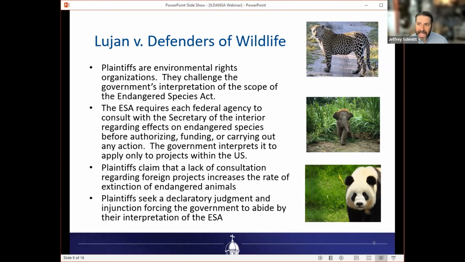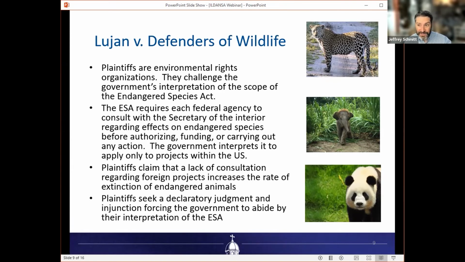In Lujan, we have a number of environmental groups suing the federal government because the federal government is not doing an environmental review when they're funding development projects overseas. So essentially, these environmental groups are worried that the US government is funding projects in other countries that could kill endangered animals, that these projects would be bad for the environment. So they sue, saying that the US government is not following the Endangered Species Act that protects endangered animals.